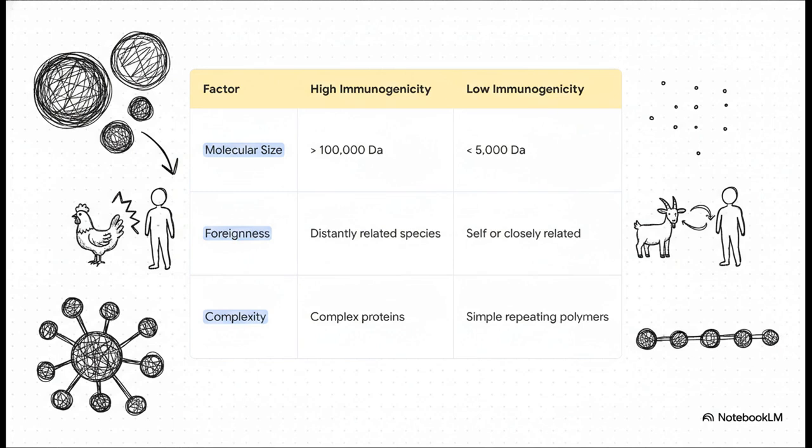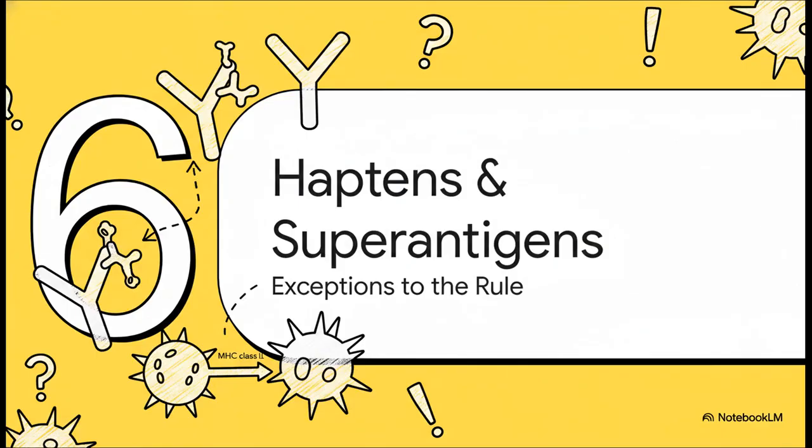First, size matters. Big, bulky molecules are much more likely to get noticed. Second, how foreign is it? A protein from a totally different species, like a bacteria, is going to trigger a much bigger response than one from a closely related mammal. And finally, complexity. Complicated proteins with lots of different shapes and folds are way better at sounding the alarm than simple, boring, repetitive molecules.